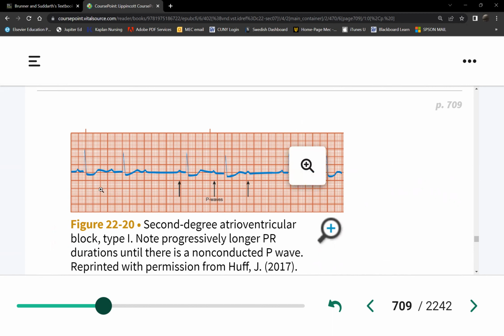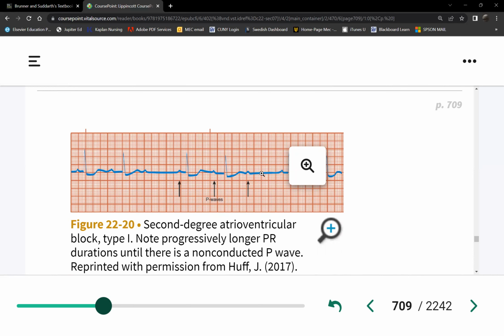Okay, so it goes long. Look at this. Is this long? Yes, that's very long, right? That's greater than 0.2, greater than one big block. And then look at this here. So it's longer, gets even longer, and then finally you lose a QRS.